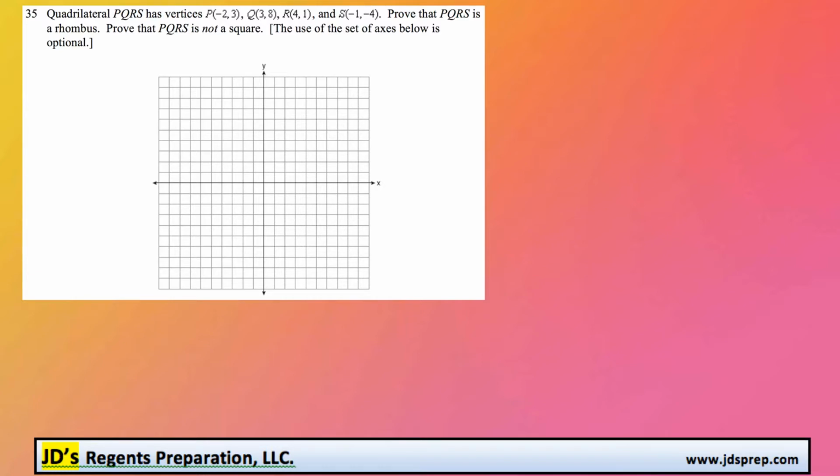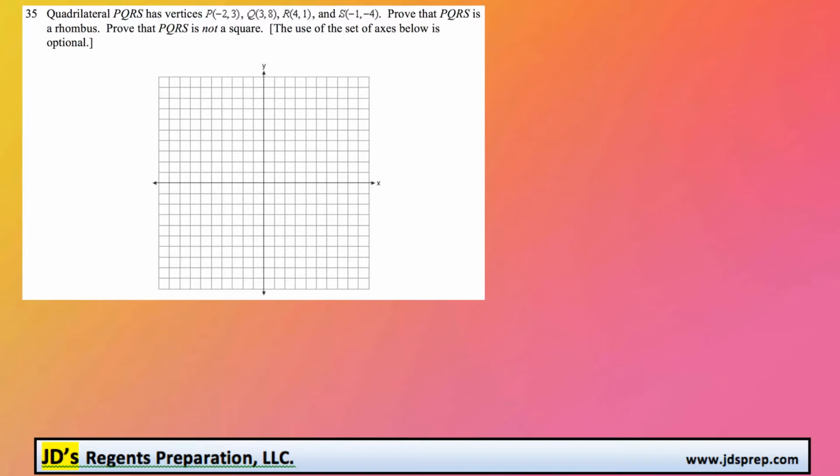Now, one good strategy is knowing that a rhombus has four equal sides, or four congruent sides. They're all the same length. Knowing that, we can prove that all four side lengths are equal by actually calculating their distance, and we can do that by using the distance formula, given all of the vertices of the quadrilateral.